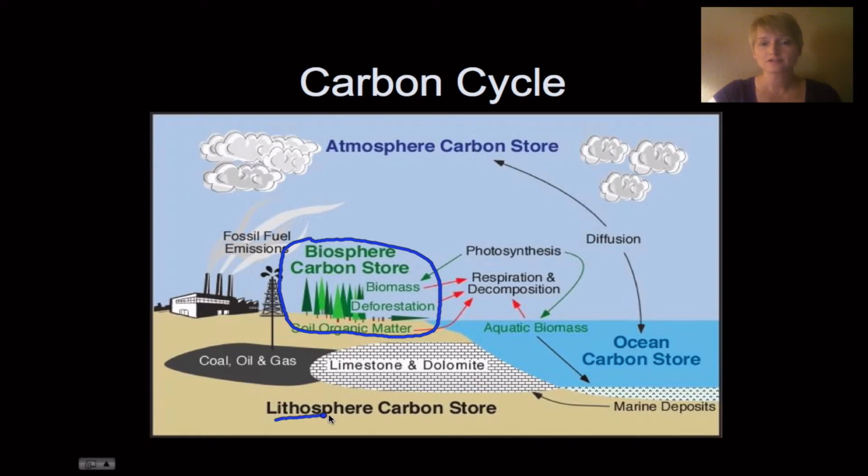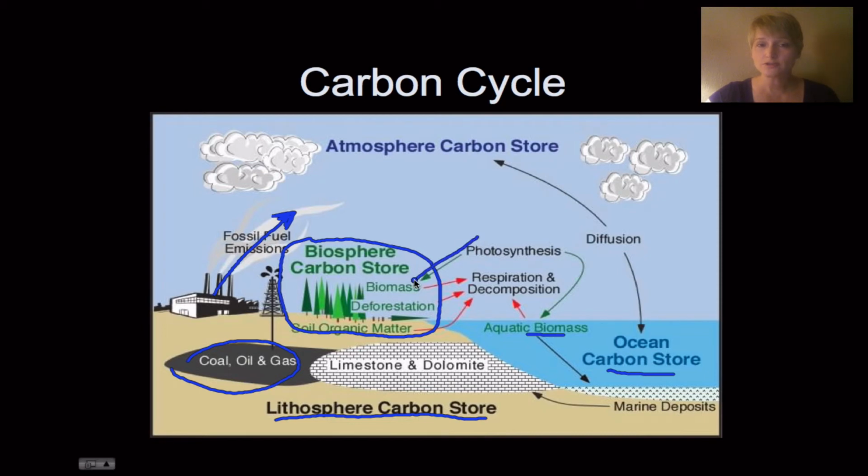We also have a lithosphere carbon store, and that's all the carbon that's stored in the Earth itself. These resources are coal, oil, and gas. Limestone and dolomite also have carbon in them. So these are the Earth's carbon stores. And we have aquatic biomass and ocean carbon stores, so we have some dissolved carbon in the ocean. And what happens is we put this carbon back into the atmosphere by fossil fuel emissions. So we're burning oil and gas and coal, and that causes us to put carbon back into the atmosphere.